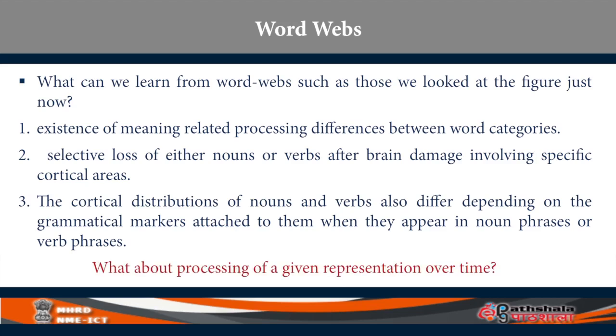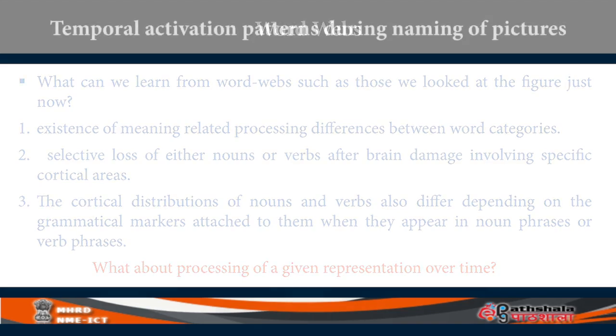In other words, processing of a representation over time, what happens? Because it is different to say pen, or to say the pen or a pen. Whether you are using a noun phrase or an individual noun, the processing is different because one takes a little longer than the other. So we also have to look at the time scale analysis in the brain, not just where are nouns, where are verbs, which area processes verbs, which area processes nouns. These questions talk about spatial information, but we need to look at temporal information.